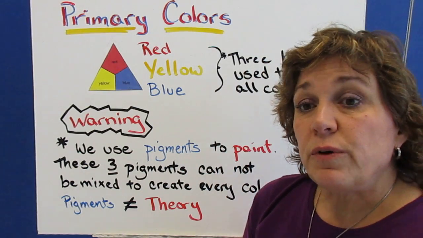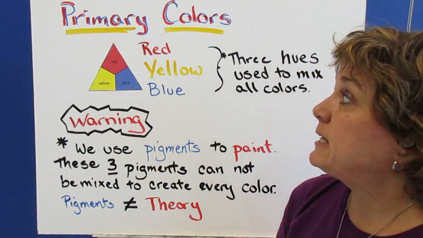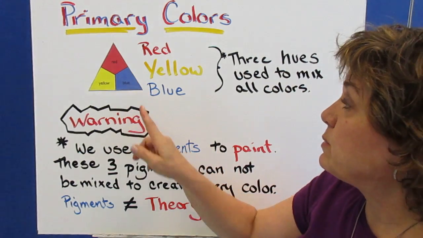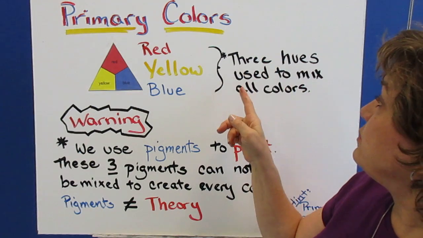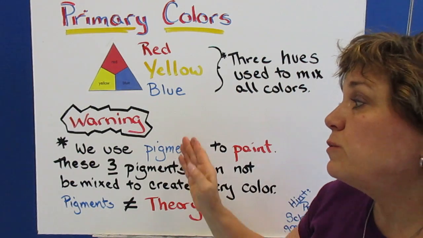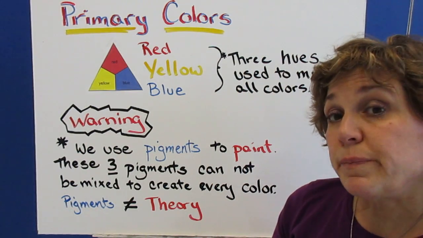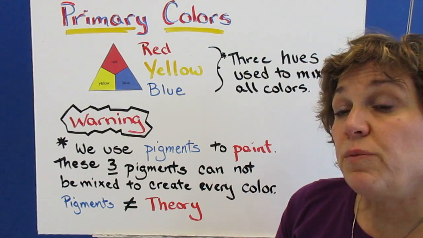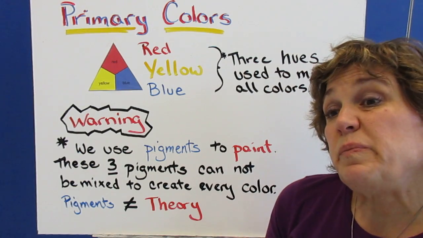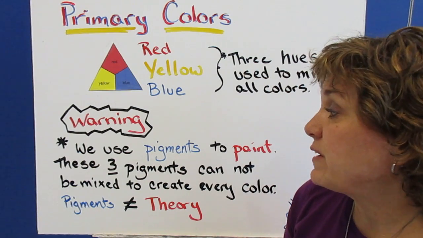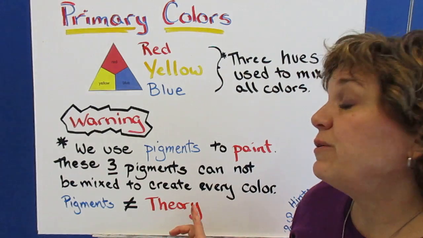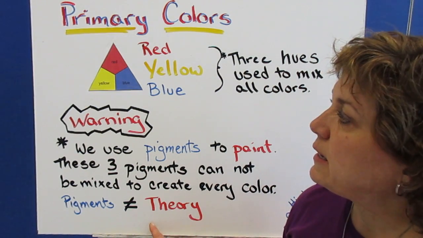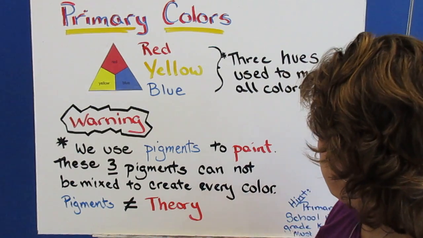You start off with 3 primary colors. In theory, we can mix every color with red, yellow, and blue. It takes 3 hues to mix all the other colors. Warning, not all pigments are perfect. We do not paint with color, we paint with pigments. Pigments are flawed, they're not perfect. 3 pigments cannot give you every color you need. So pigments don't really match color theory, and we'll address this later on in class.